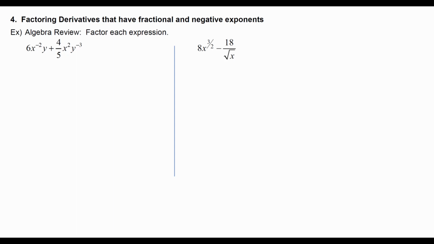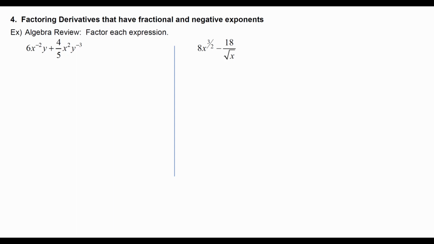So let's just say I have 6x to the negative second power times y plus 4/5 x squared y to the negative third power. How would I factor this and simplify and make a single fraction answer? To factor this, since there are negative exponents, we will have a denominator anyway, and we do have a denominator already with the 4/5. So it is better to put them together in a single algebraic expression.